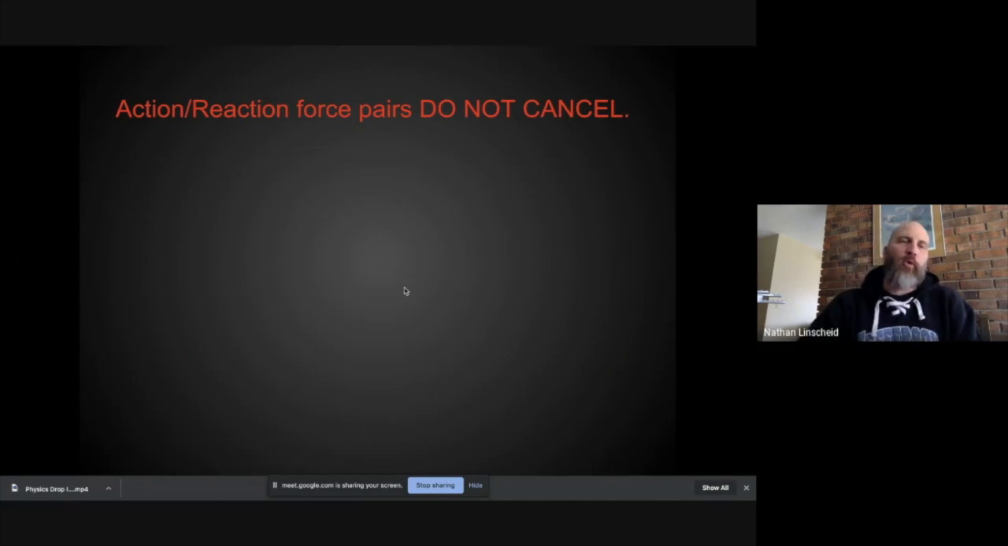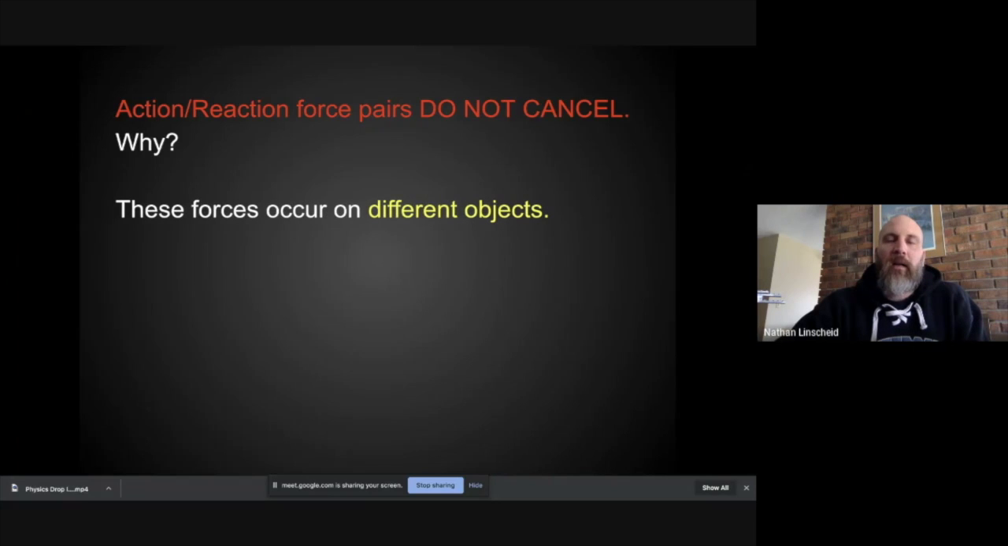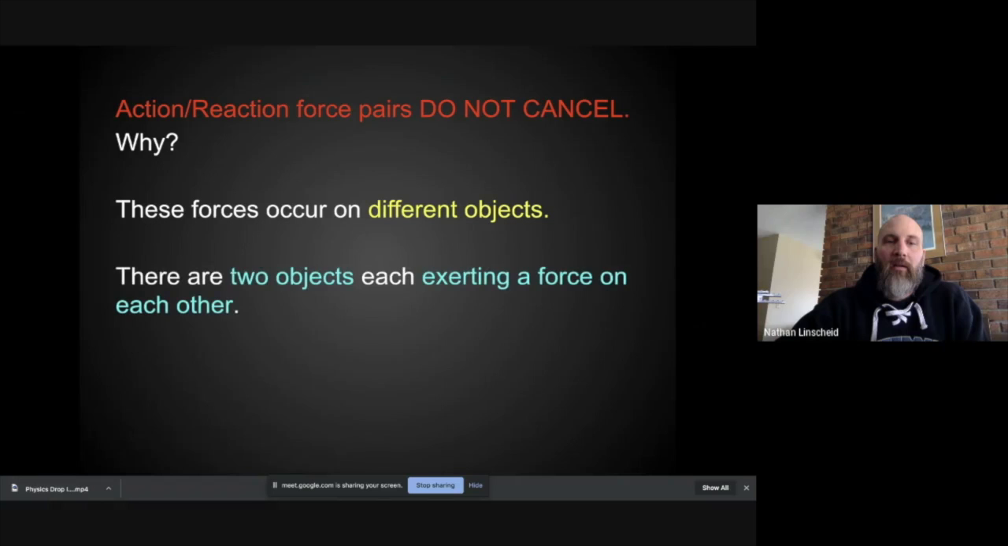Okay, so one important thing to note about action-reaction pairs is that they do not cancel each other. These are not the same as balanced forces. They are similar in the sense that they are equal and in opposite directions. However, balanced forces occur on one object. Action-reaction forces act on two different objects. Each object exerts a force on the other, so they don't cancel each other out.